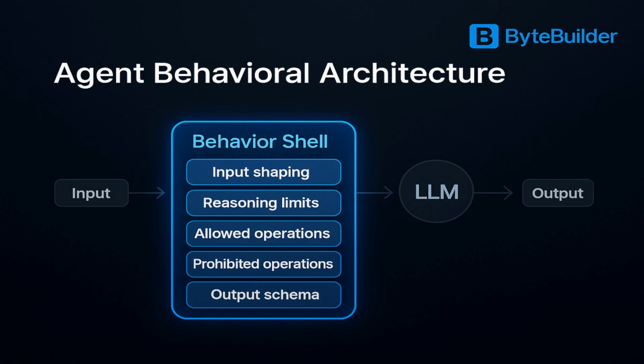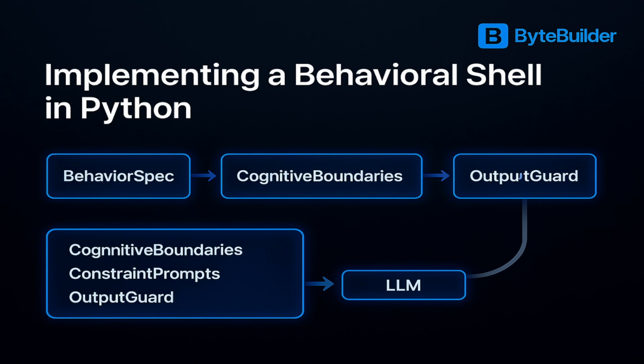Third, allowed operations. This defines exactly what actions the agent is permitted to perform. Anything outside this list is off limits. Fourth, prohibited operations. These guardrails prevent the model from drifting into tasks it shouldn't handle, such as writing code when it's only supposed to analyze requirements. And finally, the output schema. This ensures the model's responses follow a predictable structure that downstream systems can depend on. When you combine these components, you turn a free-form language model into a controlled cognitive unit with a stable identity. This is the foundation of engineered specialization. Now let's translate the behavioral architecture into actual code.